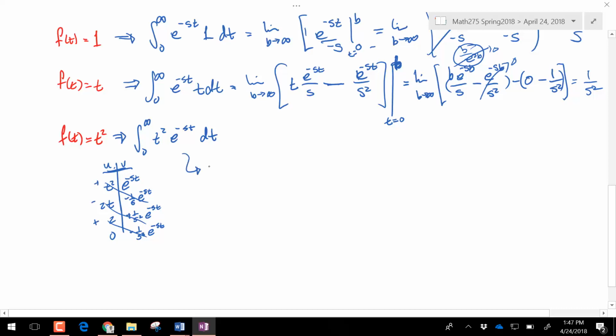So what do we have here? We have limit as b approaches infinity of negative 1 over s t squared e to the negative st, minus 1 over s squared times 2t e to the negative st, and then plus minus, so that's negative 1 over s cubed, and then 2 e to the negative st.